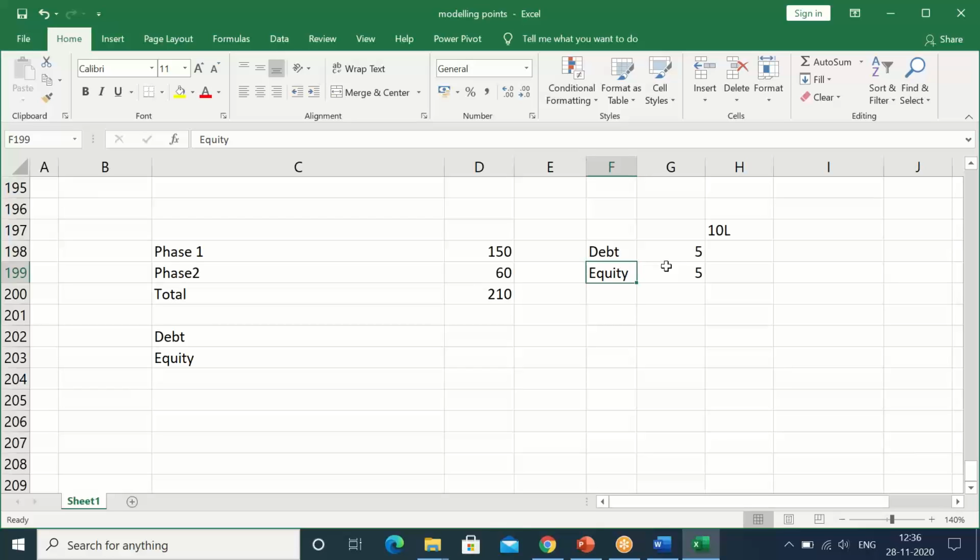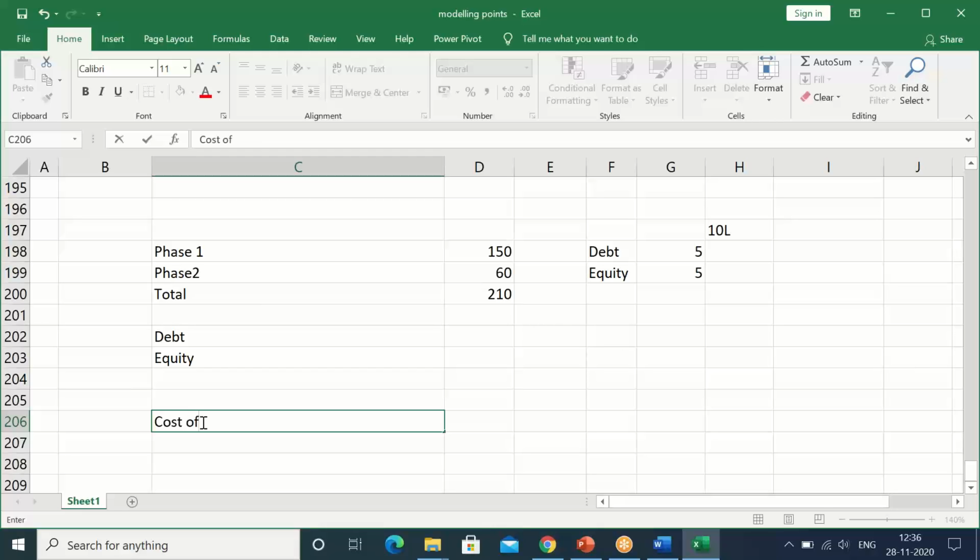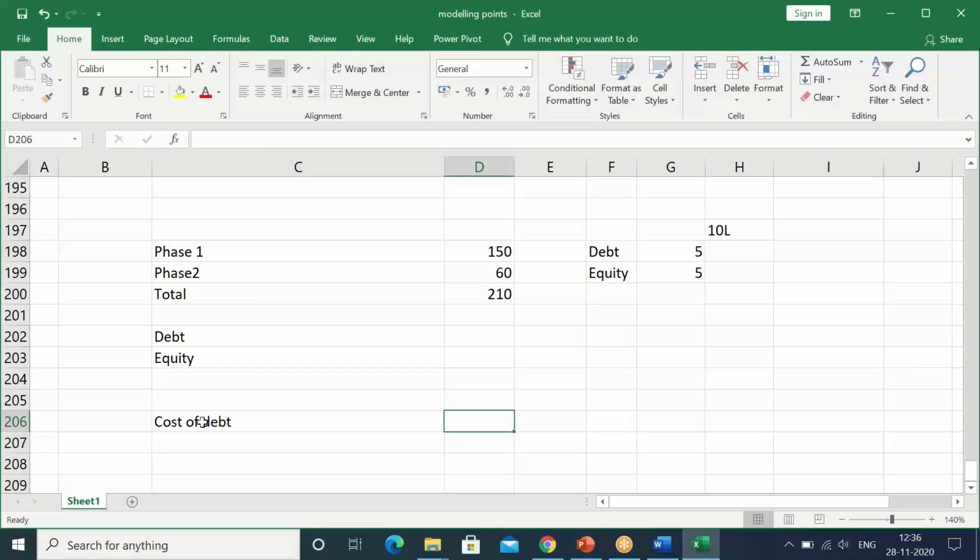Now, let's discuss this. Which is more costly, cost of debt? Which is more expensive, debt or equity? Is cost of debt more or cost of equity more? Cost of debt, sir.